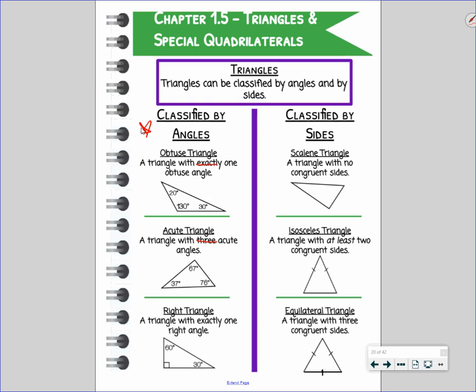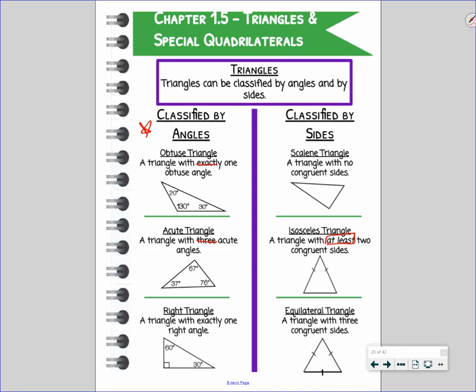Classified by its sides, we have a scalene triangle, a triangle with no sides that are congruent. An isosceles triangle has at least two congruent sides, and that's pretty important. A lot of times in middle school especially, they talk about isosceles triangles having two congruent sides, but they have to have at least two. I'll talk about why that's important in a second. The last one is the equilateral triangle, where all three sides are congruent.